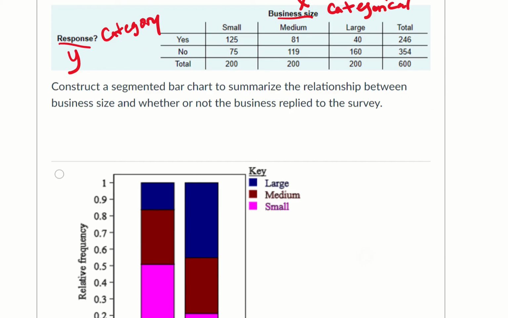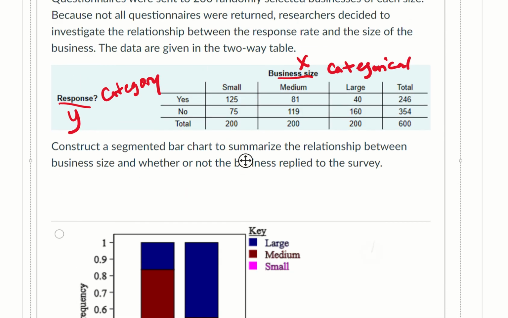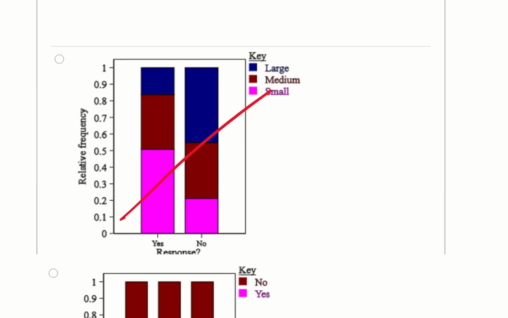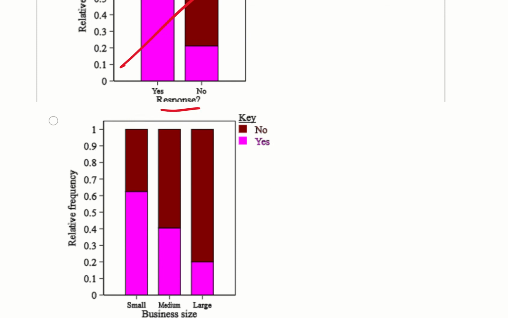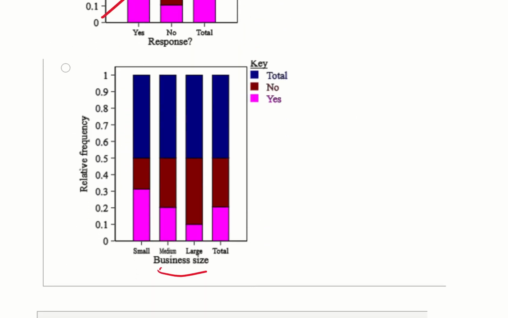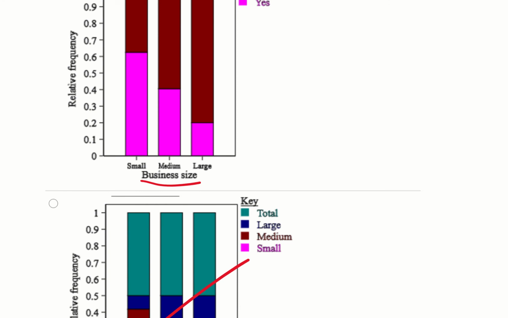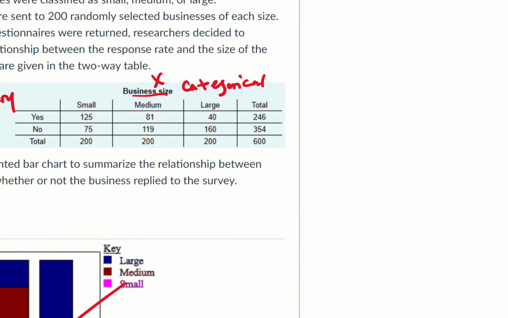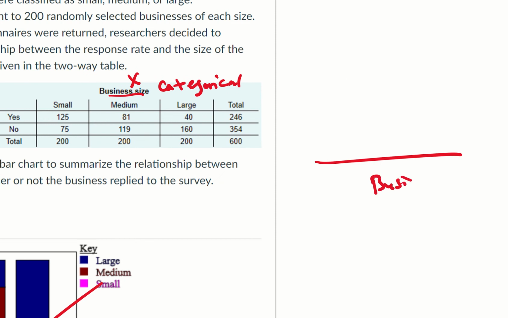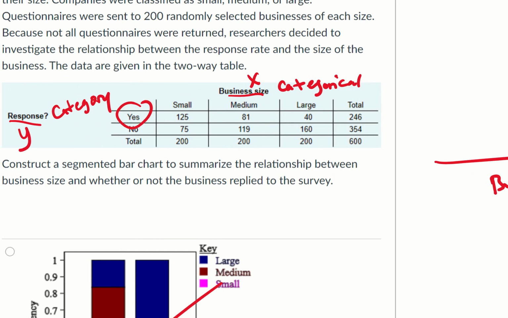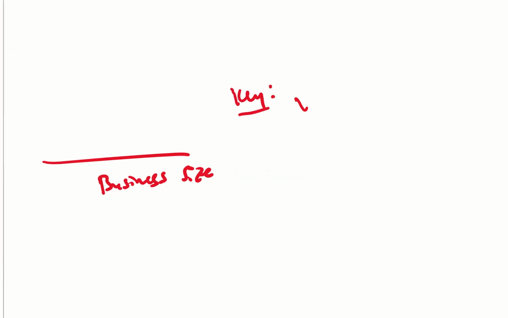That means my X-axis has to be business size. That automatically eliminates this one because its X-axis is response. We don't want that. And this one. So we want business size on the X, which we have in those two graphs. We will have business size down here, and in our key we want to make sure that we include the two categories, yes and no.